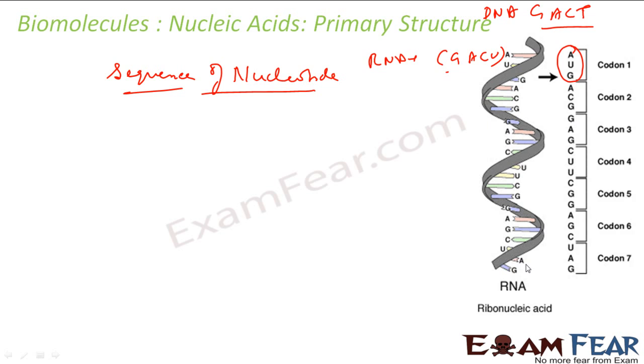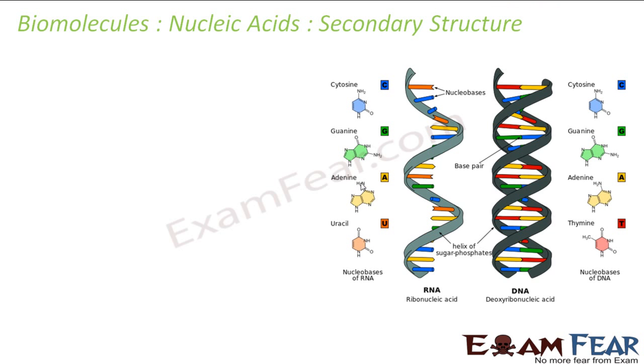Once I have got the sequence, then I need to form the secondary structure. For DNA, it is a double stranded helix structure, and James Watson and Francis Crick gave this structure to DNA. In DNA, there are two nucleic acid chains wound about each other and held together by hydrogen bonds. You see, this is one chain, this is another chain, chain 1 and chain 2. These two chains are bound by hydrogen bonds.